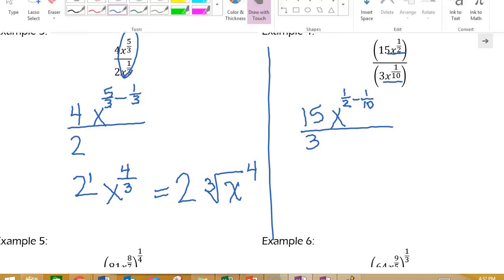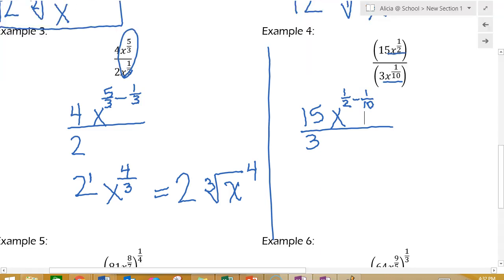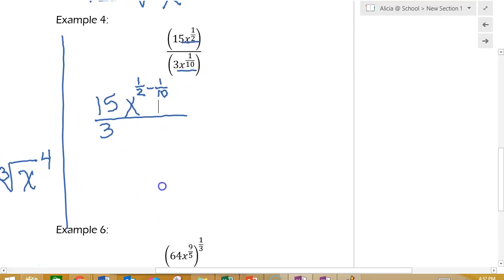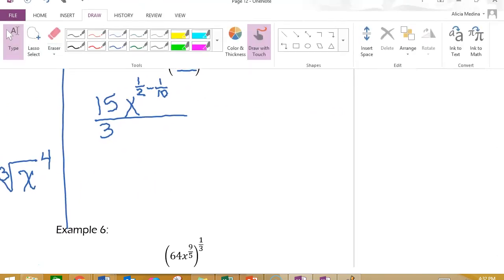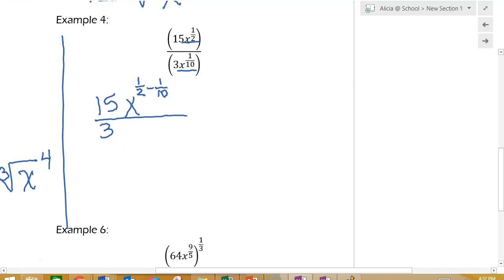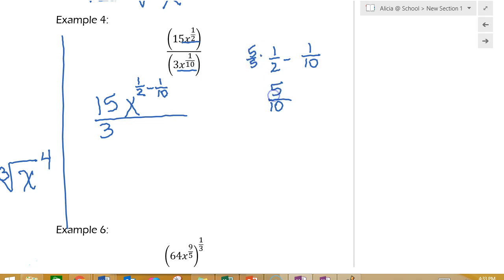Yes, we can go ahead and do this by hand. Like I said, you can go ahead and do it on the calculator if you so choose. That is your choice. But again, to show you by hand, if we have 1/2 minus 1/10, we need those like bases. So I'm going to go ahead and change that first fraction to have a denominator of 10, which means I'm multiplying both top and bottom by 5. So 5 over 10 minus 1 over 10.